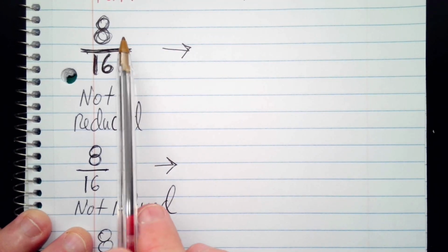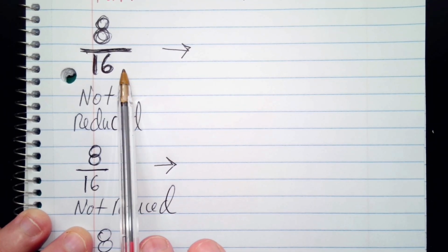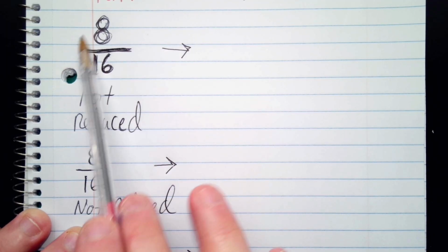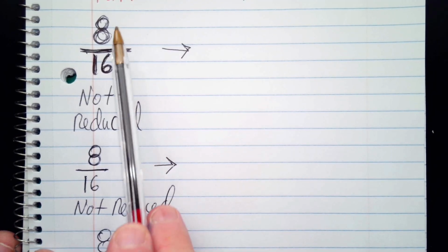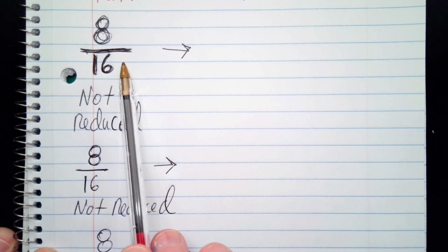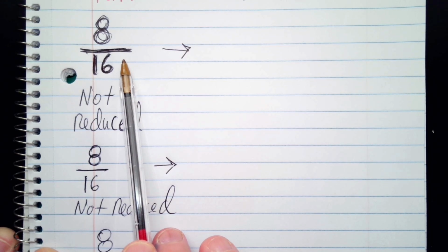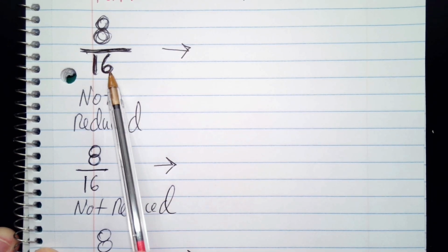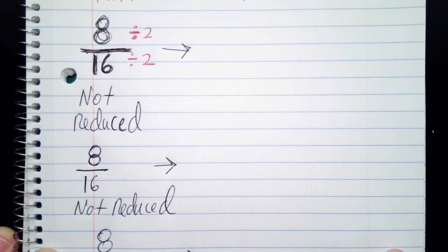So here I have the top number 8, the bottom number 16. I need to think about what number would divide evenly. And in this particular example, I'm going to use the smallest number I can use to divide into both the top and the bottom numbers and not get a remainder. For example, I know 8's an even number, I know 16's an even number, and typically with even numbers, the smallest number you can divide into top and bottom would be a 2. Okay, so what I'm going to do is divide 2 into both top and bottom.